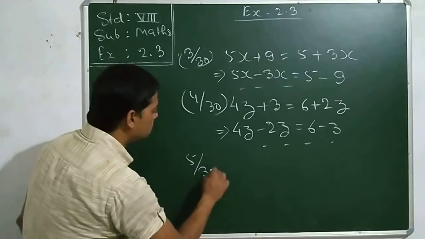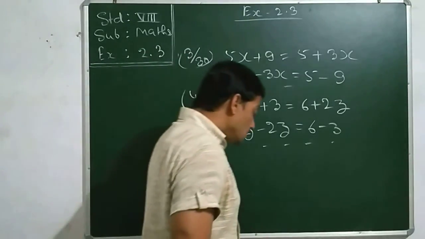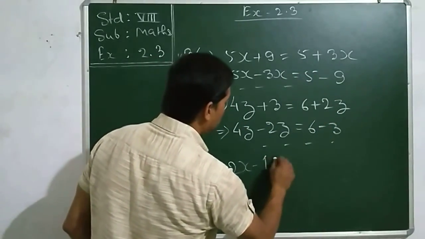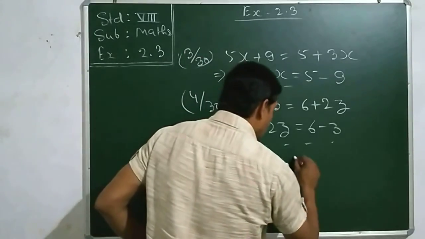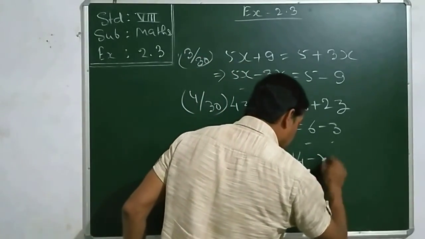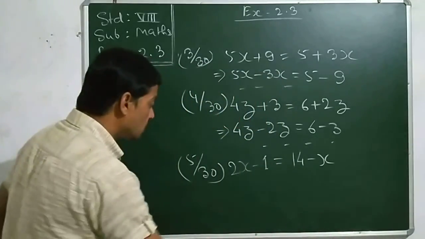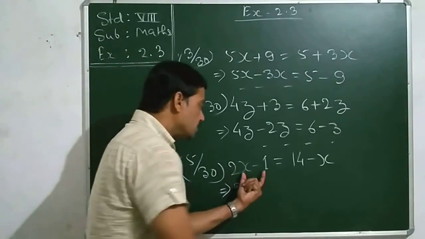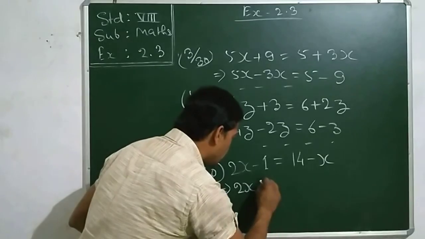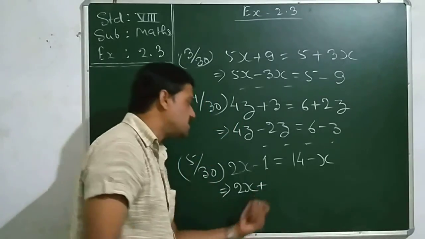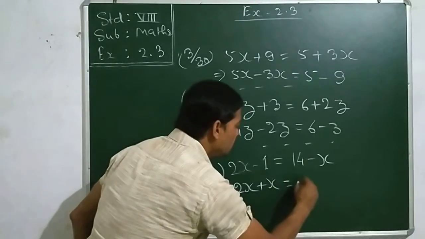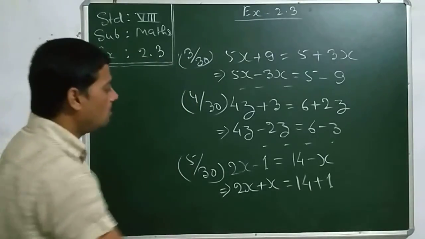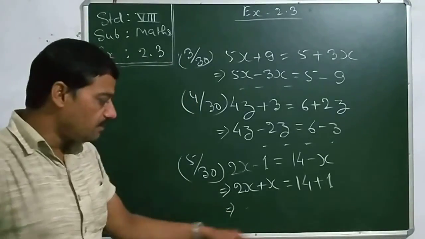Come to number 5. In the number 5 sum, it is 2x minus 1 equal to 14 minus x. Once again we will reduce it: the minus x will come from the RHS to the LHS with a plus sign. Plus x equal to 14, and minus 1 will go to that side with a positive sign. Now calculate the remaining steps. You will get the value of x.